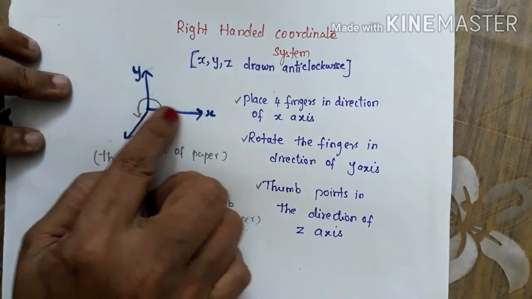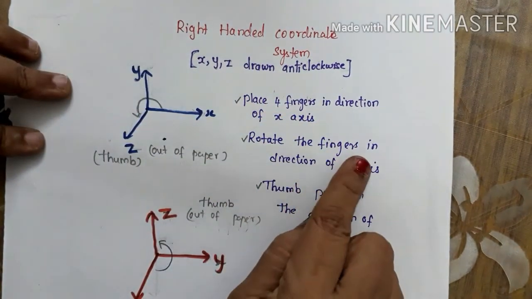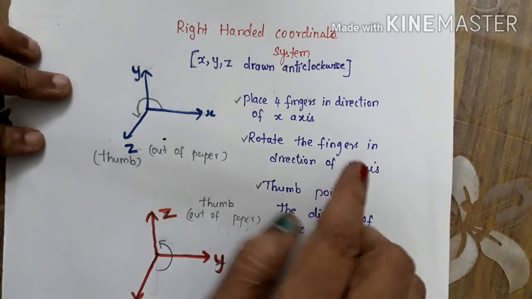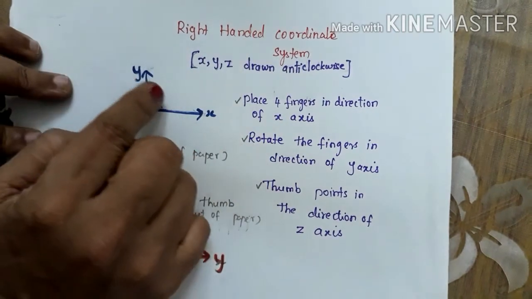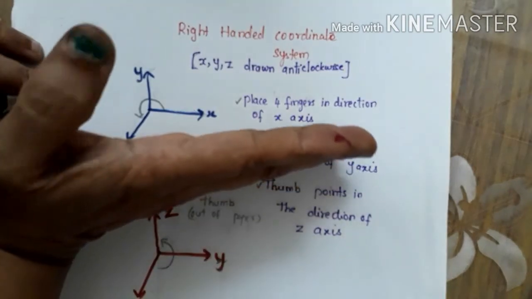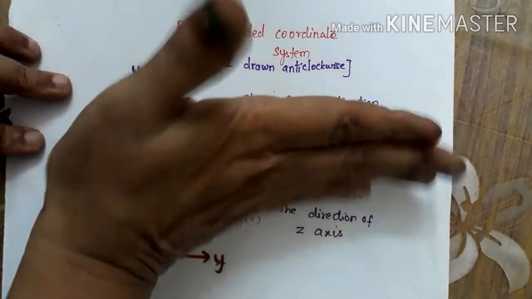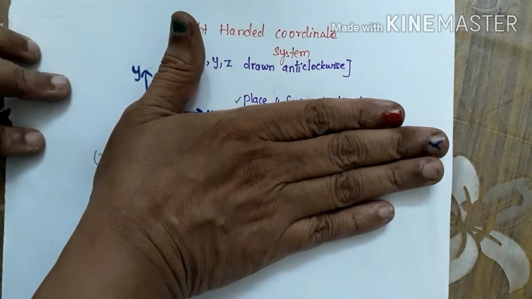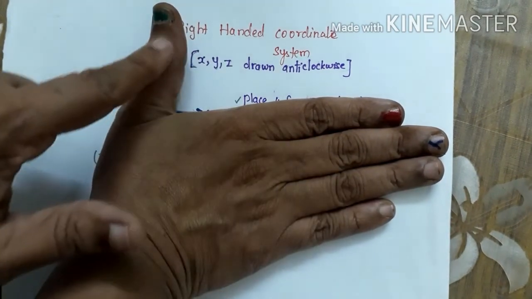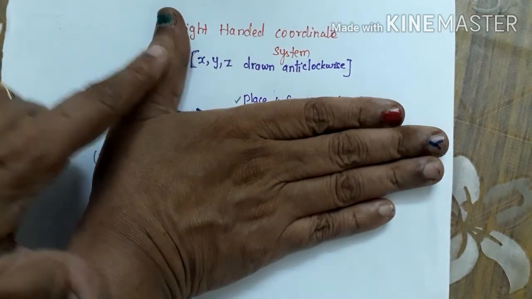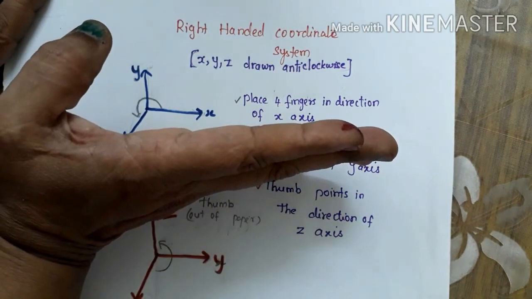Okay, so this is the direction of X axis. Place these four fingers in the direction of X axis. Rotate the fingers in the direction of Y axis. Place the fingers on X axis and rotate them towards the Y axis. You know the Y axis here. Now, if you do that, these four fingers act together, and the thumb acts separately. Children, you can see these four fingers are kept along the X axis.